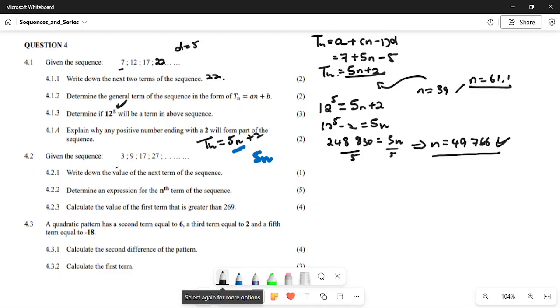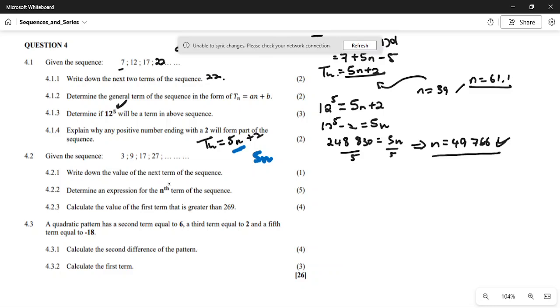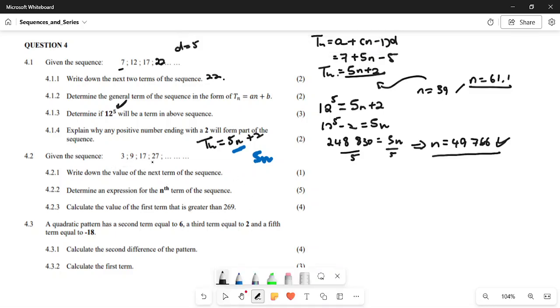Okay, and then question number 4.2. Given the sequence 3, 9, 17, 27, write down the value of the next term of the sequence. So first we need to determine what kind of pattern this is.